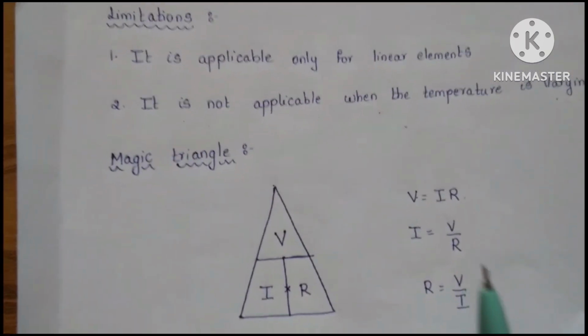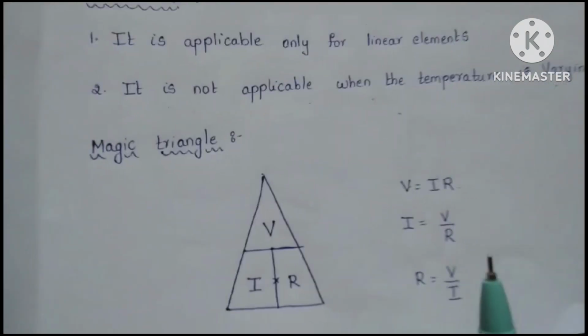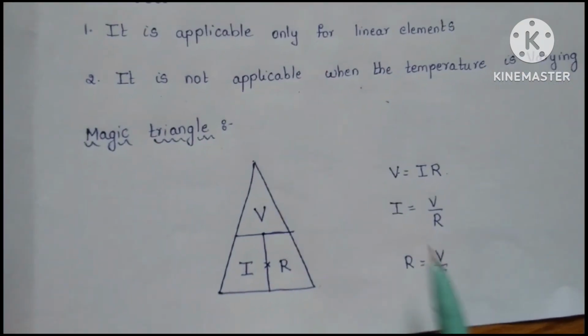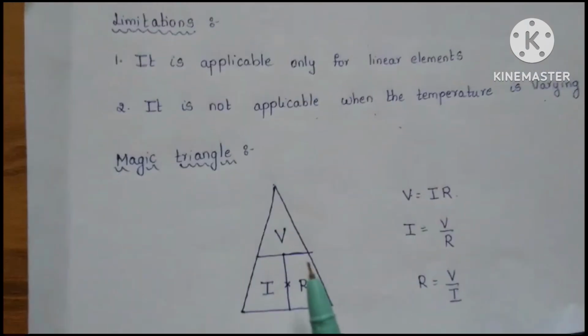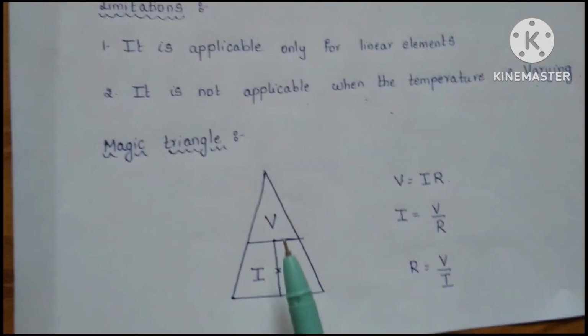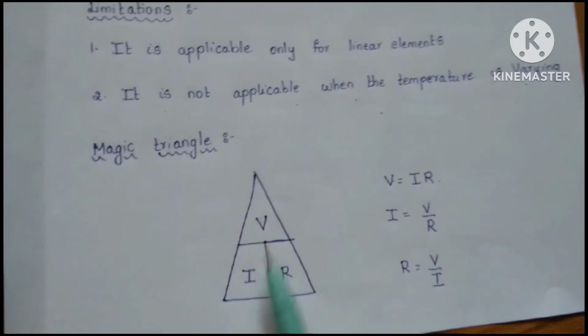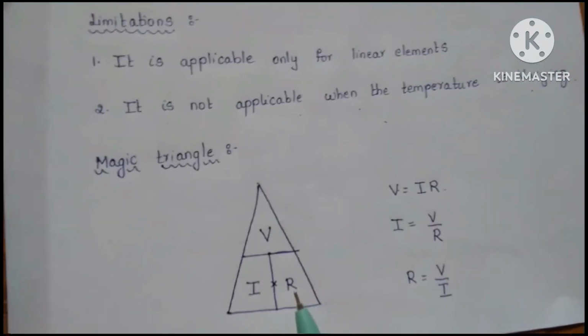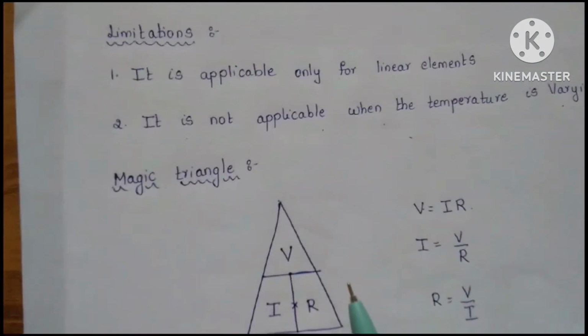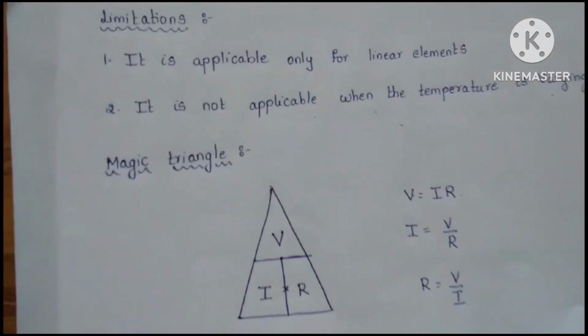So, this is the easiest way of remembering the equations for voltage, current and resistance by using this magic triangle. So, when we want to find one element, that element will be closed and the remaining elements are represented as they are. So, this is about Ohm's law and limitations of Ohm's law.